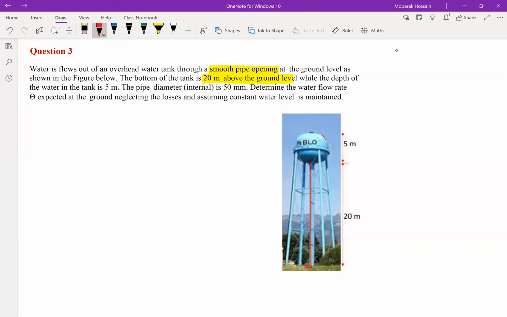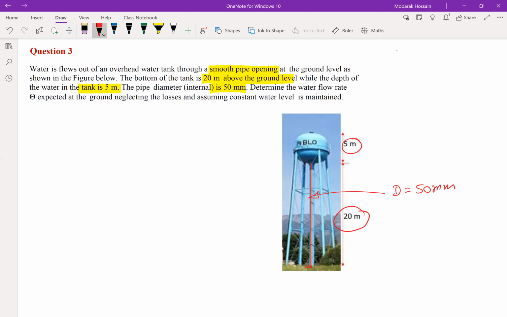So this part is the tank. Now the bottom of this tank is 20 meters above the ground level, and the depth of the water inside the tank is 5 meters. Now the pipe's internal diameter is given as 50 millimeters. Now determine the water flow rate expected at the ground level.